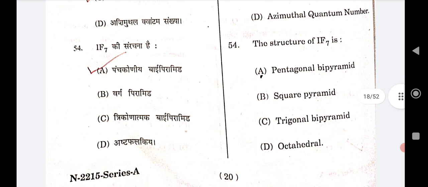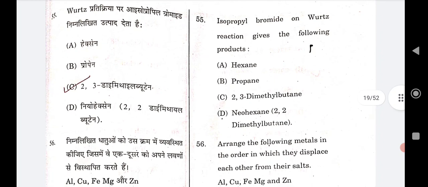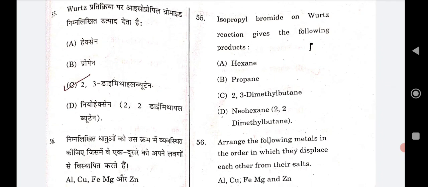Next question: the structure of IF7 is pentagonal bipyramidal. So here A will be the correct option. Next question: isopropyl bromide on Wurtz reaction gives the following product. The correct option is 2,3-dimethylbutane. C is the correct one here.